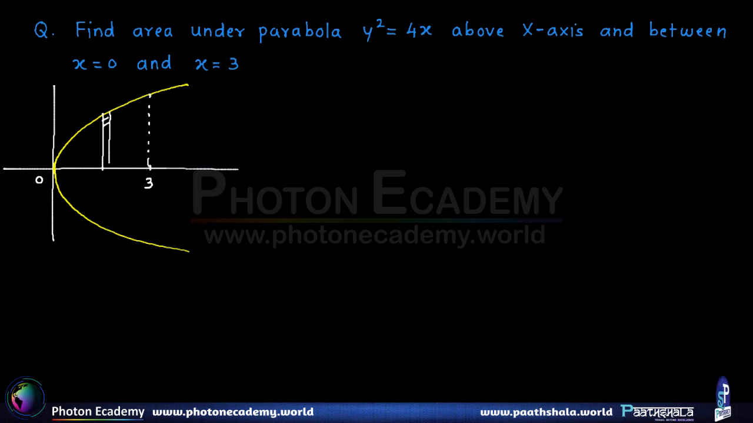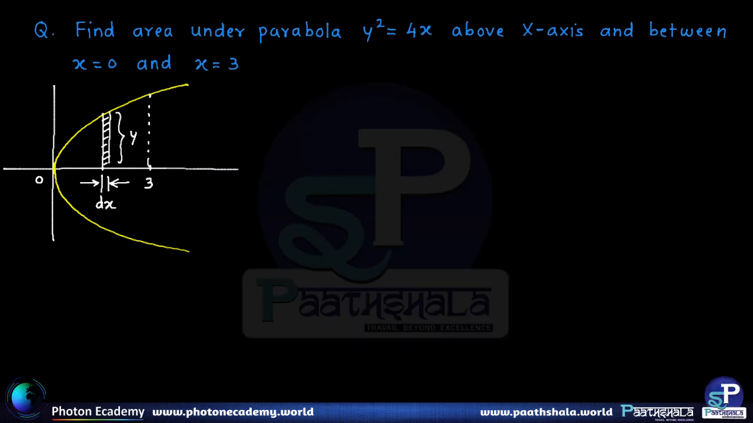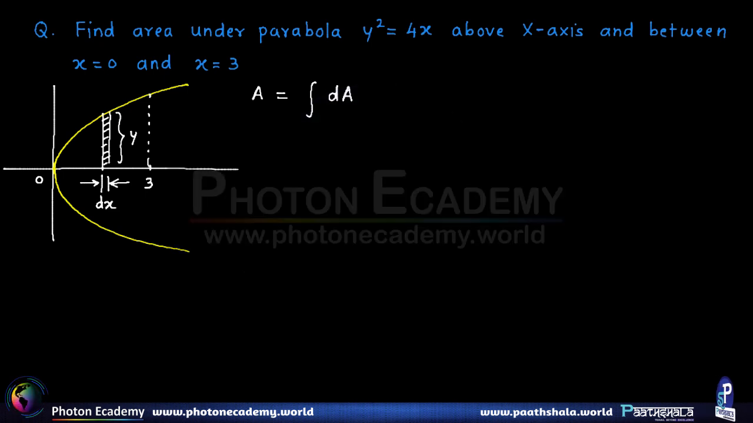So this is a thin vertical strip and it has the width of dx and the length or the height as y. Now the required area is given by integration of areas of all such thin strips, correct? So that is integral of dA. Now here the variable is x because x is varying from 0 to 3. So therefore we must integrate it from 0 to 3.